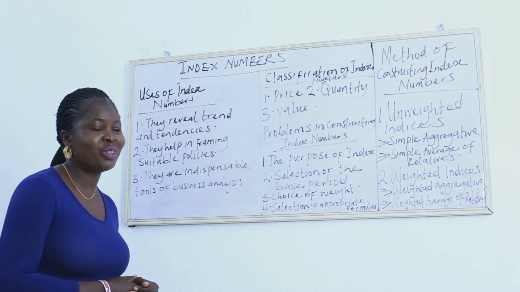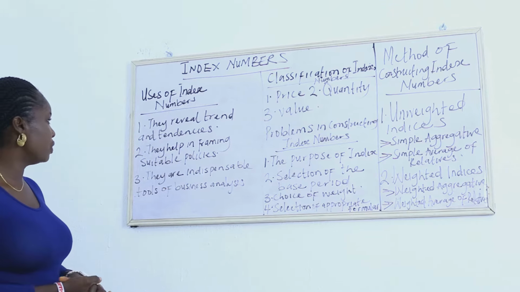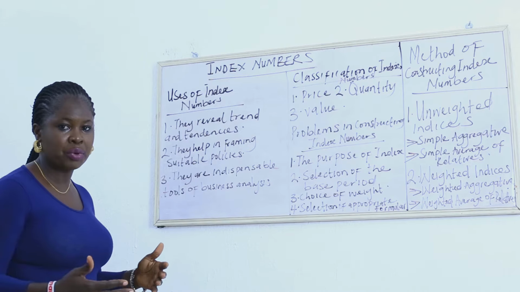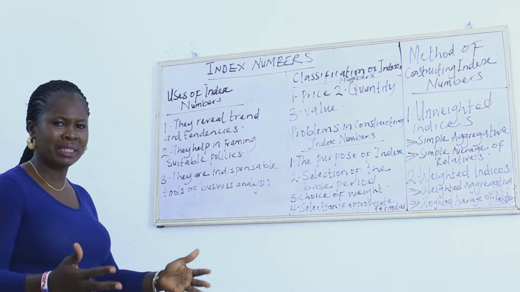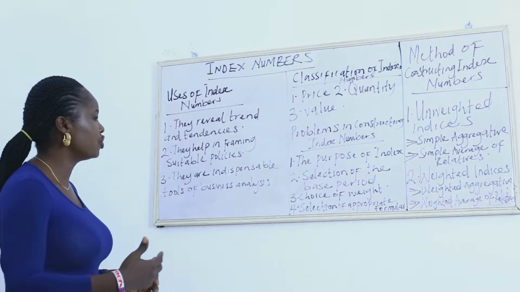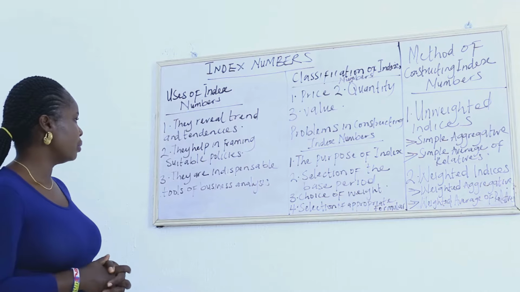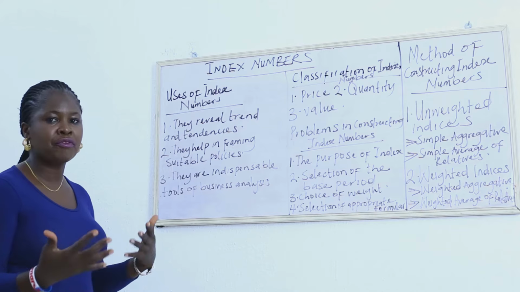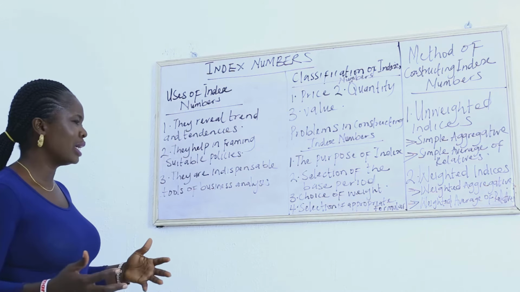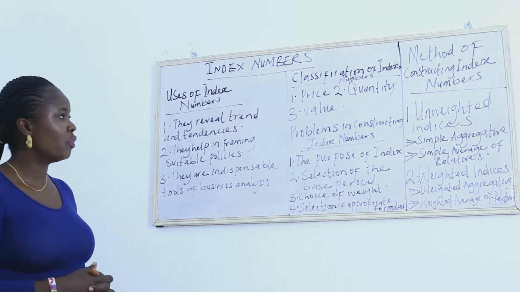Then we'd also be looking at the uses of index numbers. What are the uses of index numbers? One, they reveal trends and tendencies over a period of time. If you have been able to study a particular data or pattern of events over a period of time, they can tell you the trend and the likely tendencies over that period. They are also helpful in framing suitable policies. Then also they are statistical tools, like I said earlier, that are indispensable in the 21st century.